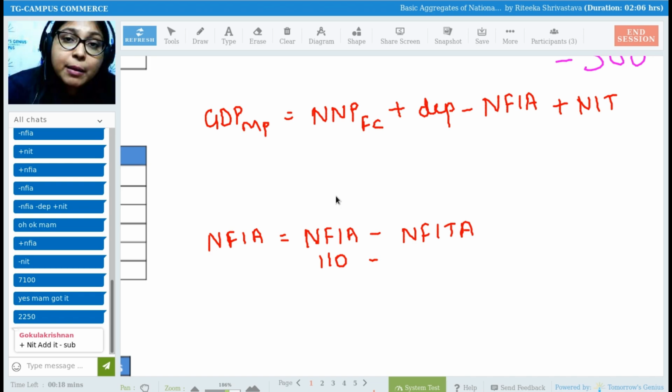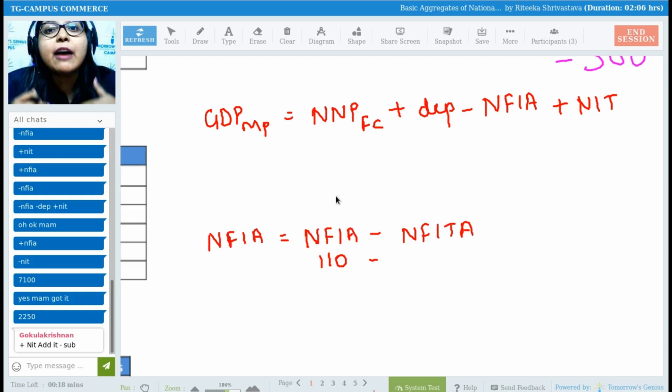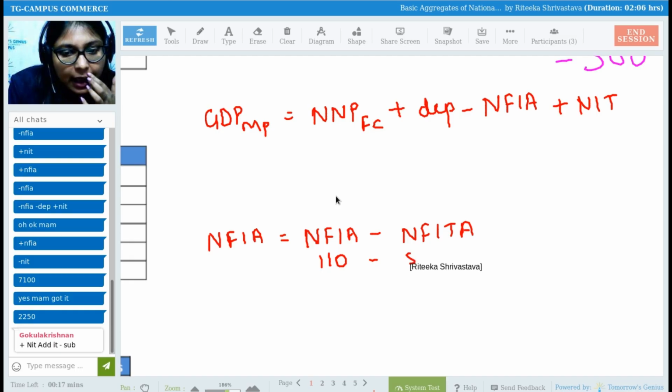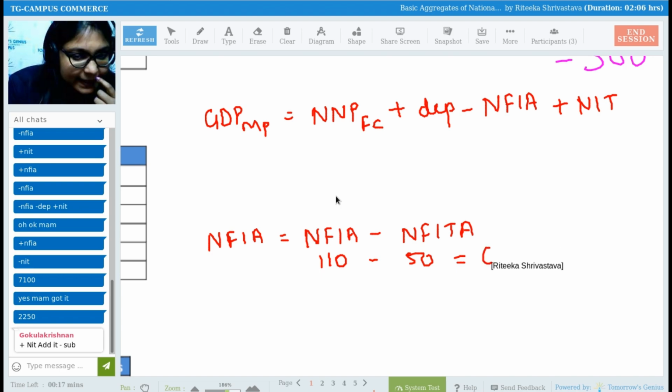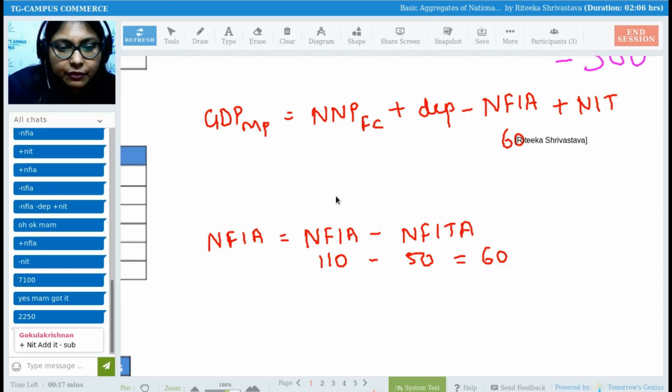So factor income from abroad means the income which we have received from the other countries, and to abroad means the money which we have paid to the other country. So the two will get deducted. From abroad is 110, to abroad is how much? 110 minus 50, how much? 60, ma'am. Okay, so we got the value of NFIA, so we can put it over here easily.